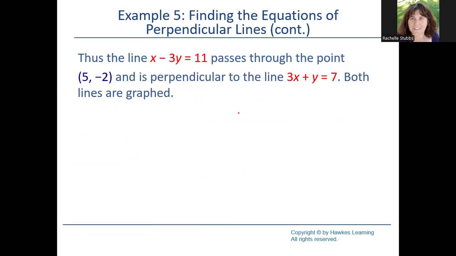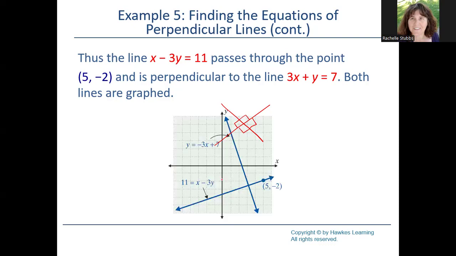So these lines are perpendicular. If one line looked like that, the other one would cross over it just like that, forming 90-degree angles. That's the definition of perpendicular. And there they show it to us, and we've got 90-degree angles going on. So we have done it right.